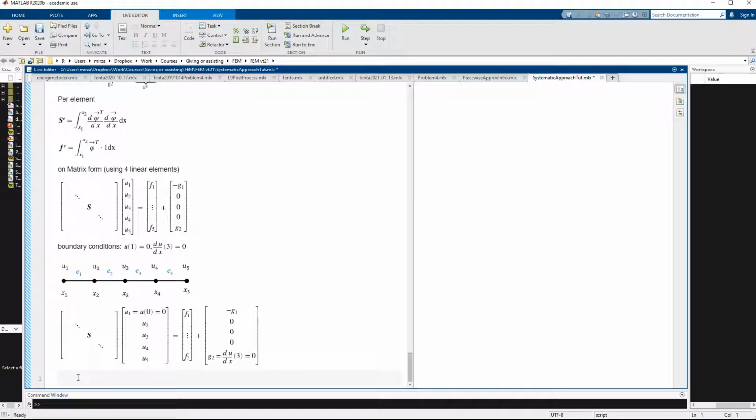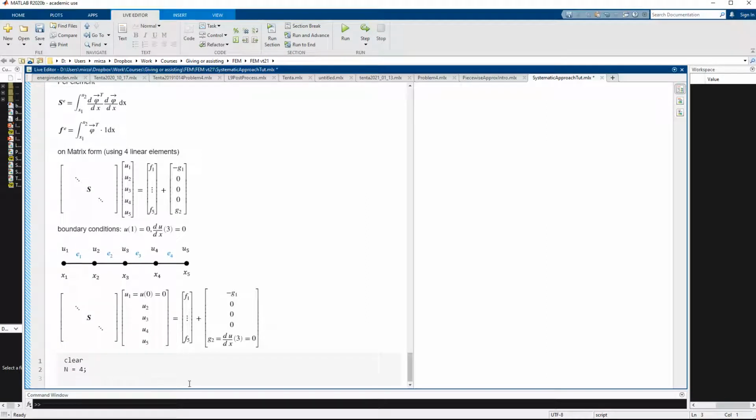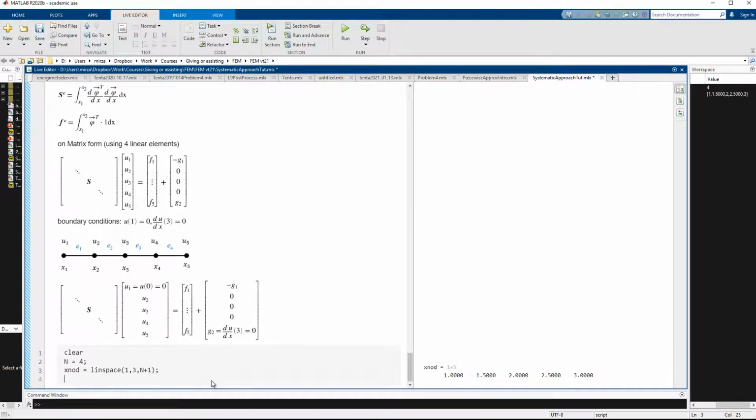So the implementation: we're just going to do n equal to 4. Those are elements. And we're going to create our nodes, x node, here using the same approach we've been using before. So these are going to be linearly spaced between 1 and 3, and there's going to be n plus 1 nodes. So we can verify that this is correct. And there we go: 1, 2, 3. We have 5 of these. So I'm just going to suppress this.